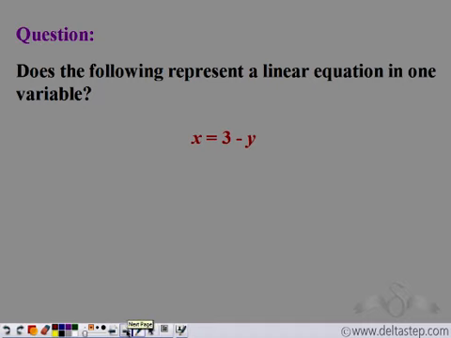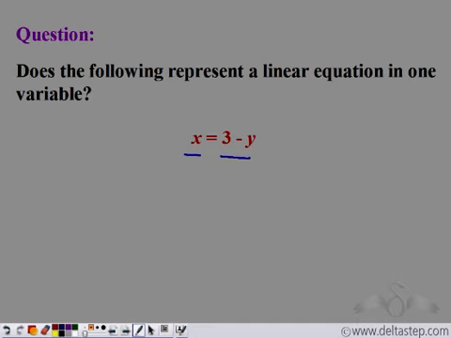Now can you answer this question? Does the following represent a linear equation in one variable? Now have a look at this. It says x is equal to 3 minus y. Since it states that something is equal to something, it is an equation. That is the first thing which we need to check. So yes, it is an equation.